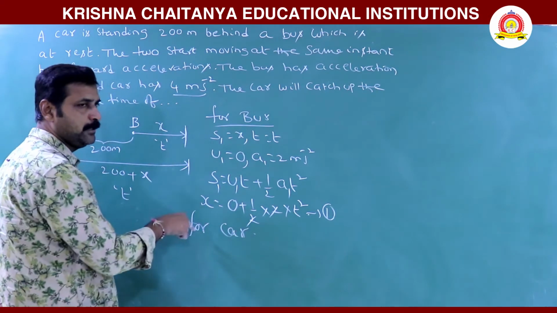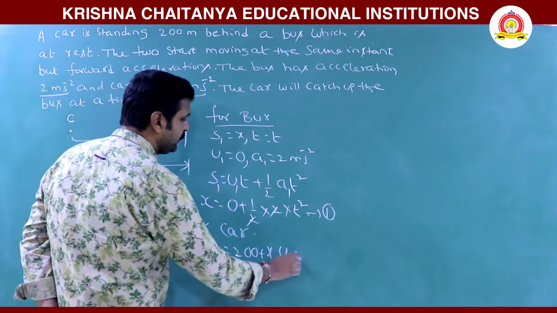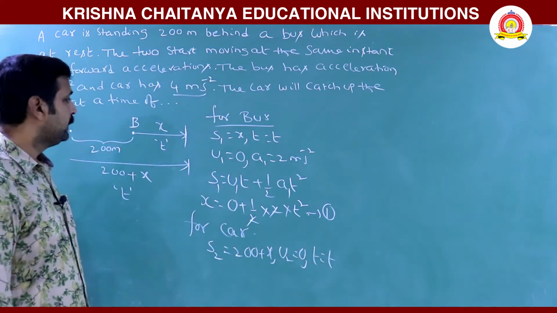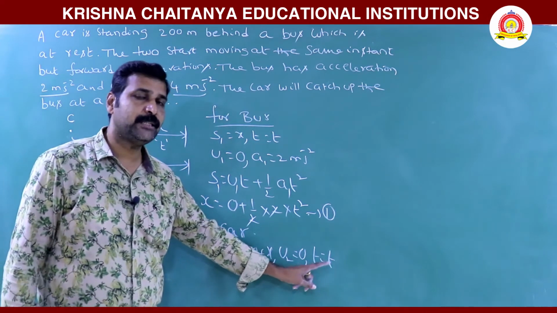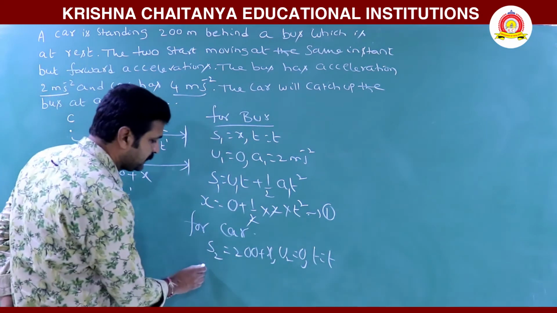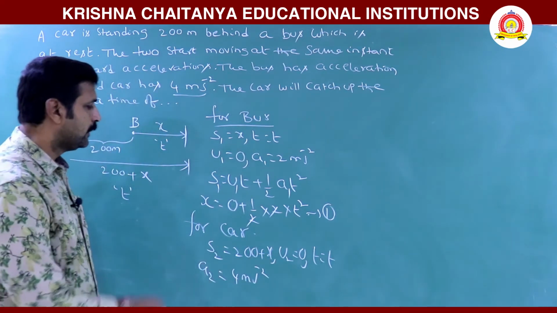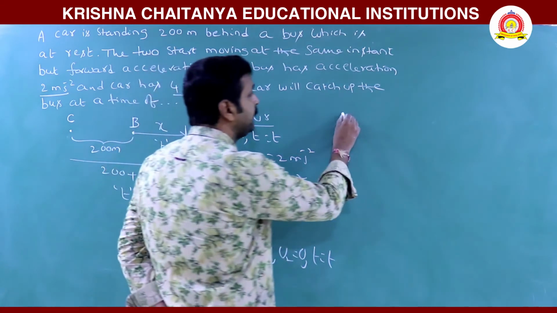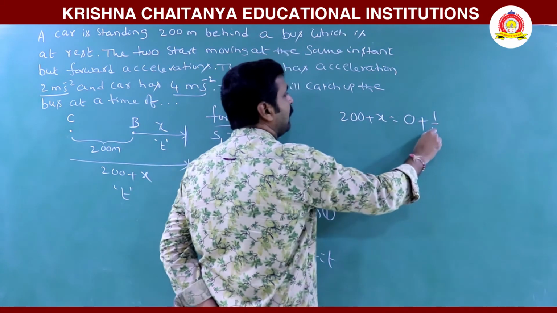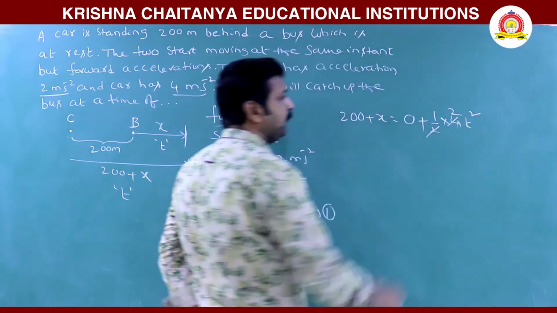Now for the car, what do we have to write? The same one. For the car, this is 200 plus x. For the car, the initial velocity is 0. Since both started at the same time, when the car overtakes the bus, it travels time t. During that time t, the bus travels distance x and the car travels 200 plus x with an acceleration a2 of 4 meter per second squared. Now for the car, using s is equal to ut plus half at squared, 200 plus x is equal to 0 plus half into 4 into t squared. So this is 2t squared.